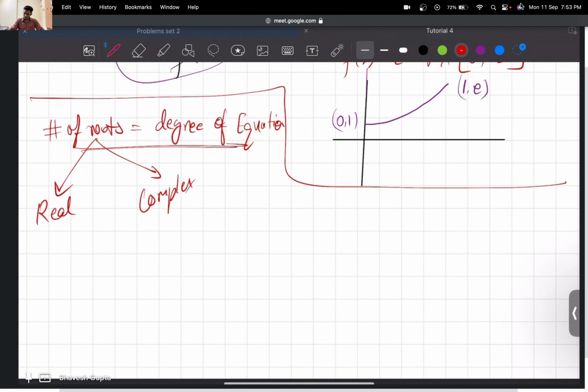But the catch is complex roots come in pairs. Complex roots come in pairs, and you can further divide your real roots into two parts. First is rational and irrational.